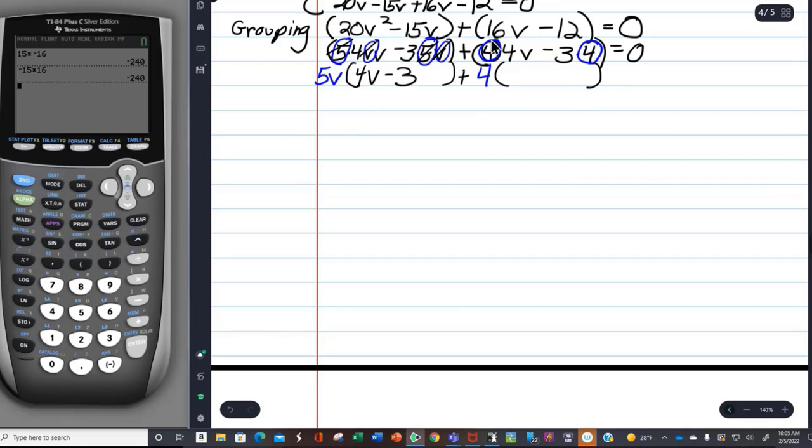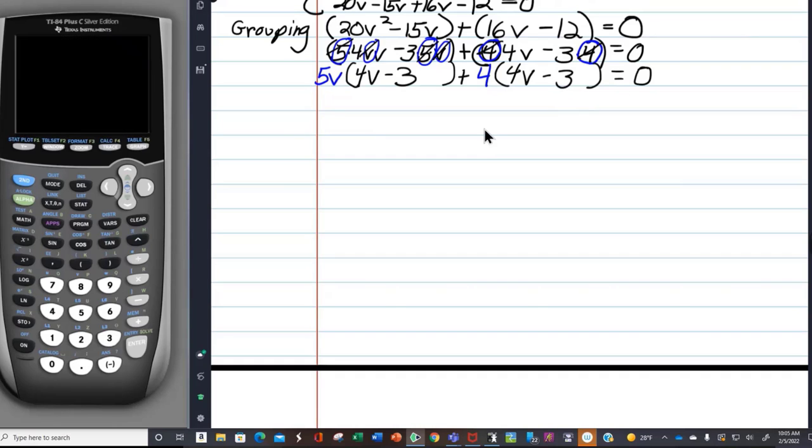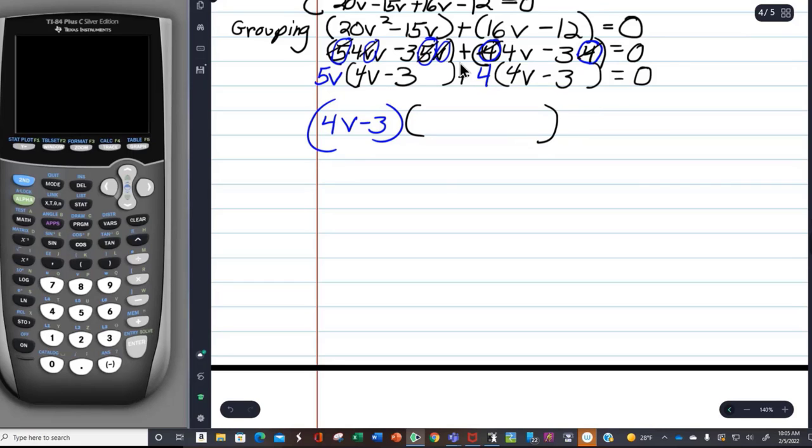Parentheses. Mark out the 4. That leaves me with 4V minus 3 equals 0. Now, once you see that what's in parentheses, these are identical to each other, so you're on the right track. 4V minus 3 is now the GCF of the entire problem. So I write it in front, 4V minus 3. And then the leftovers, get rid of that, get rid of that. The leftovers, 5V plus 4 equals 0.